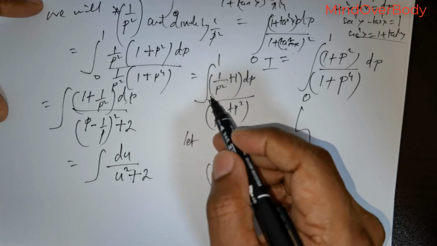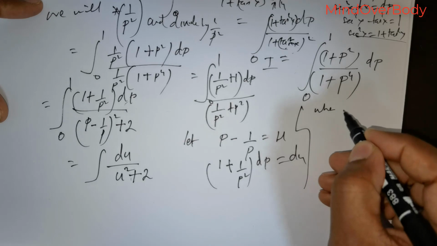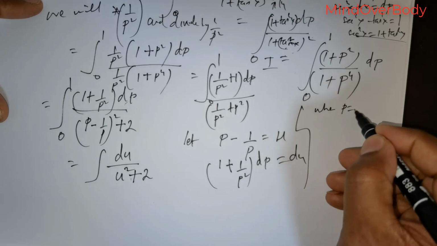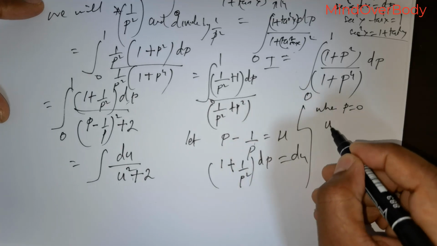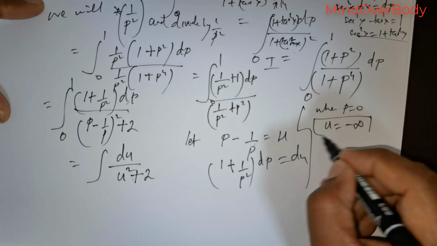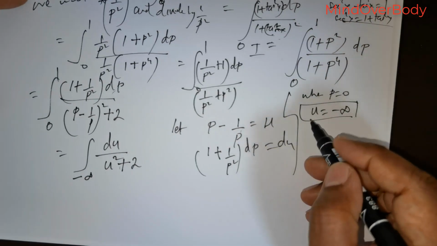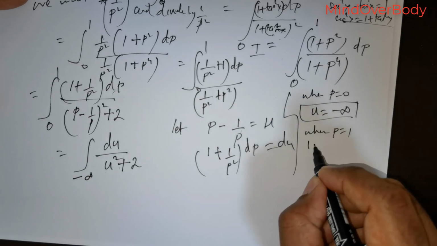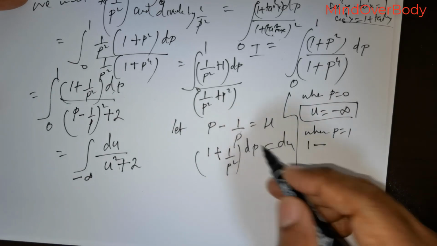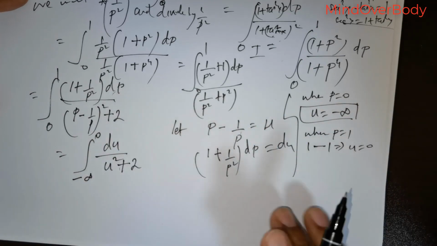Now the limits, what happens to the limits? The values are from 0 to 1, right? So if you take the value when p is equal to 0, this is 0 and this is negative 1 over 0. That means u will be negative infinity. And when p is equal to 1, you get 1 minus 1 over 1, that's going to be 0. So this means u is equal to 0. So you got a value 0 there.